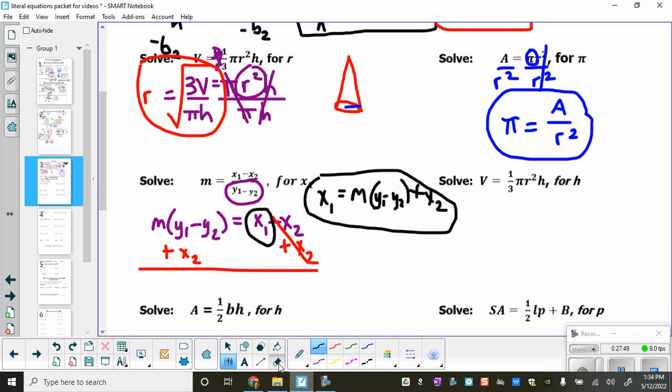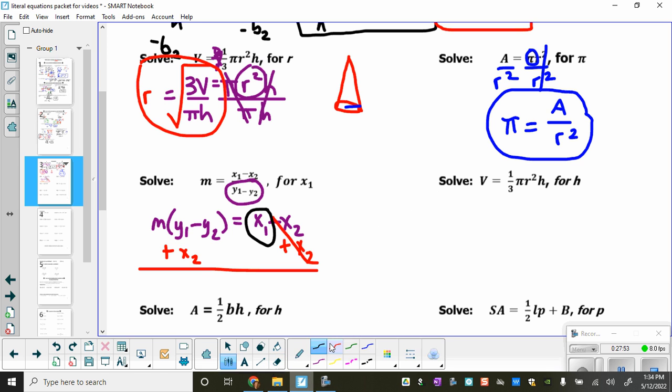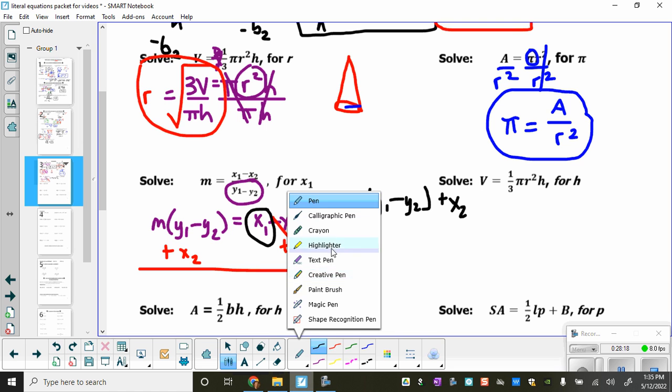I feel like this looks a little bit weird. It's kind of sloppy, and it's going to bother me. It might not bother you, but it did bother me. So let me fix that real quick for my folks that might be annoyed. It was the m, y1 minus y2, and then we simply added the x2. And that was it. Okay? So I'll highlight that one so that it stands out.